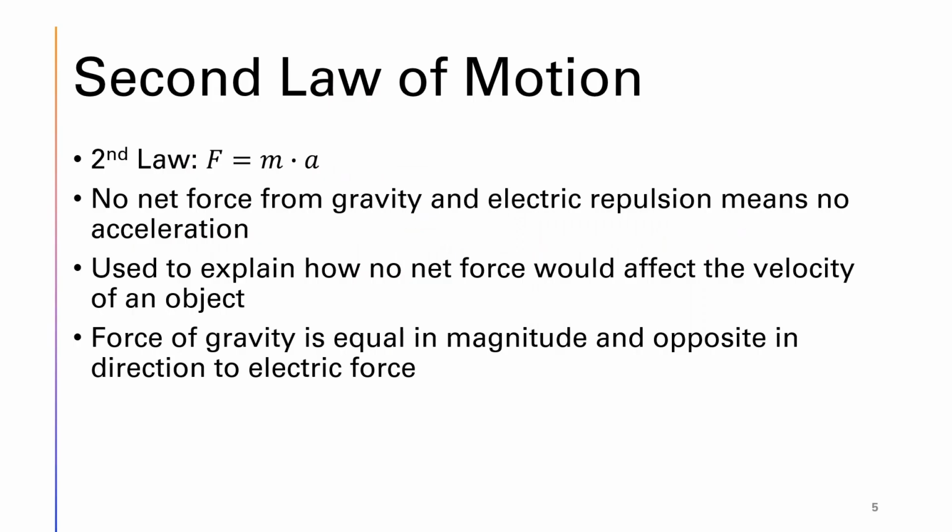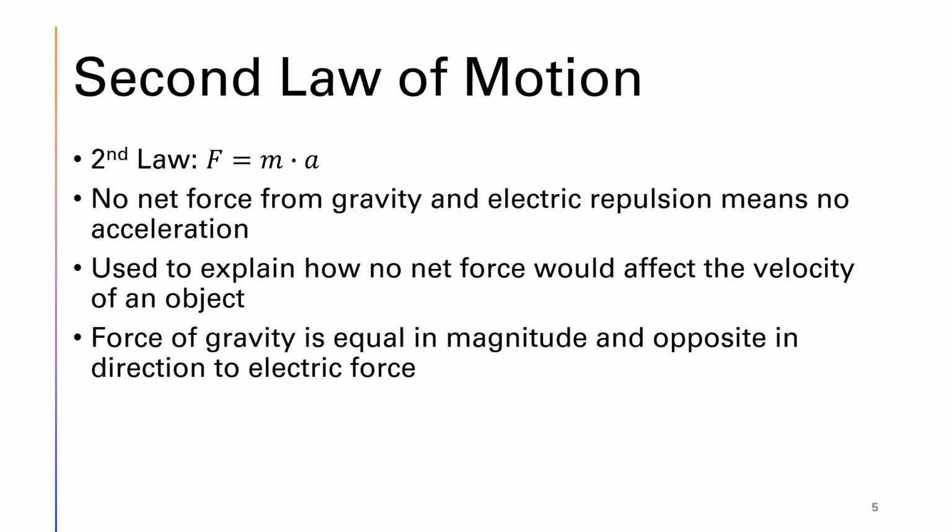The first physics principle I used was the second law of motion, which states that force equals mass times acceleration. No net force from the gravity and electric repulsion means no acceleration in the tape. This was used to explain how no net force would affect the velocity of an object, in this case the tape, not changing in its velocity of zero. Force of gravity is equal in magnitude and opposite in direction to electric force.